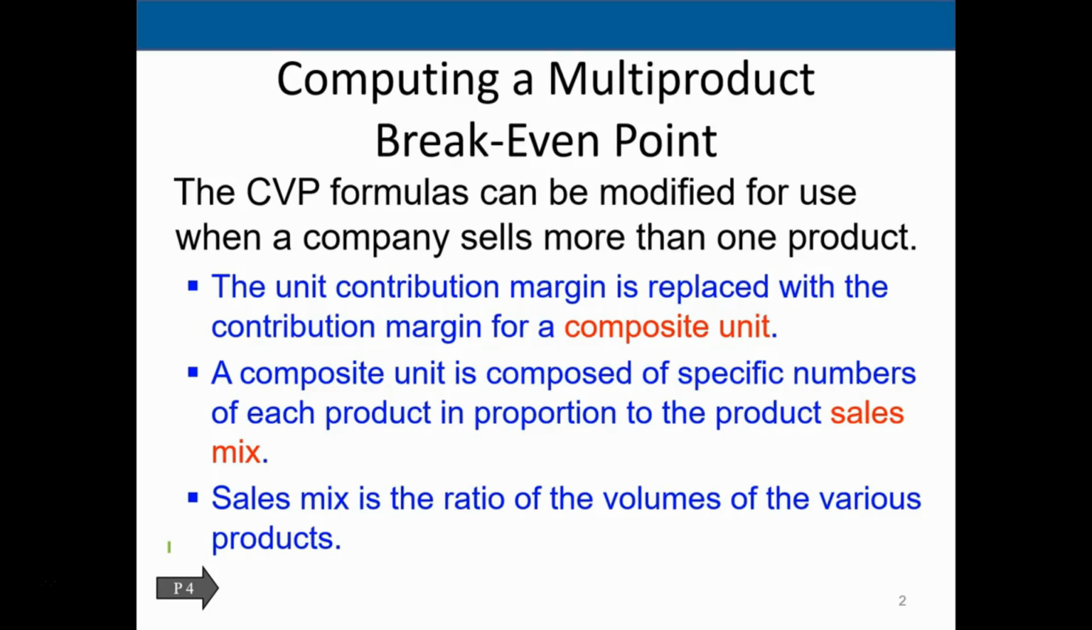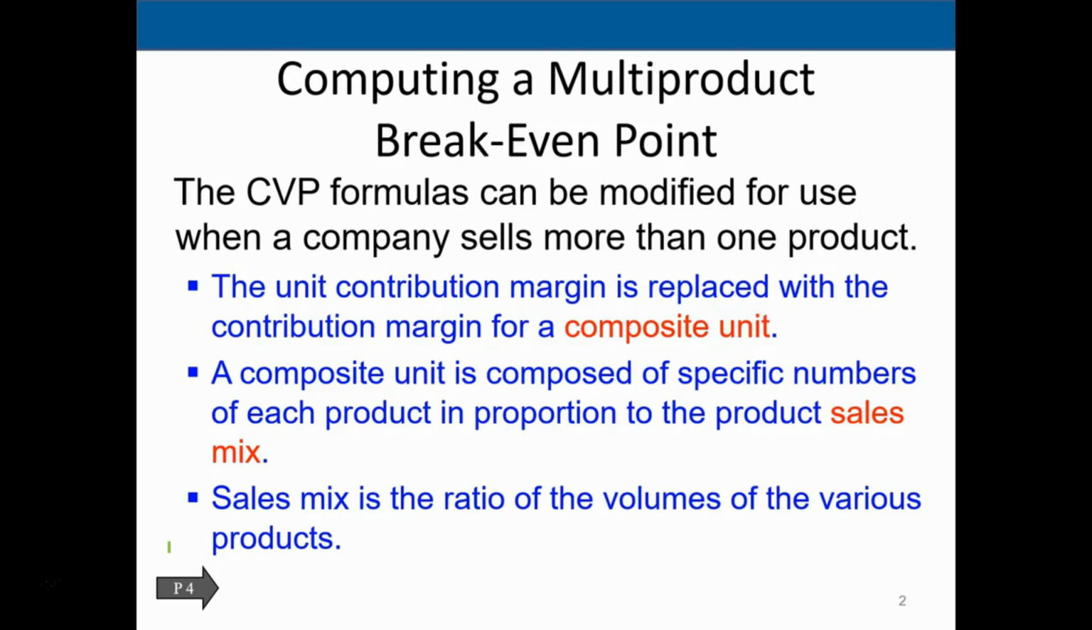First, the unit contribution margin is replaced with a contribution margin for a composite unit. So remember what the contribution margin is per unit. We'll take the unit sales price less the variable cost per unit. That would give us the unit contribution margin. We're going to just replace that with composite units. Once we do that, we could just do the same calculation we had for the break-even analysis for one unit as we do with multiple units, by just replacing this composite unit with the normal units.